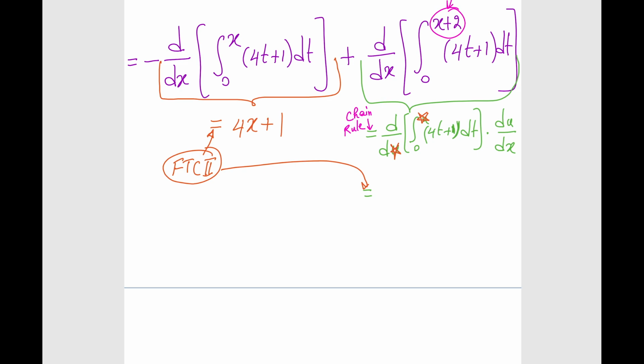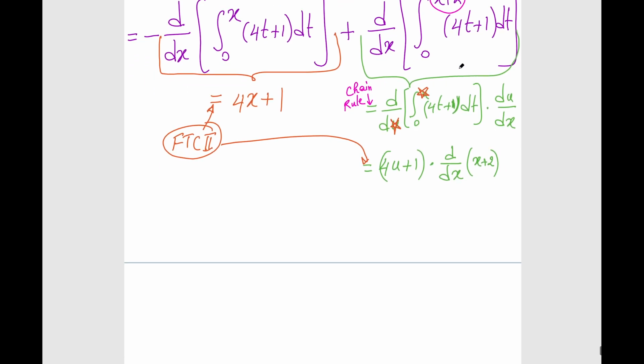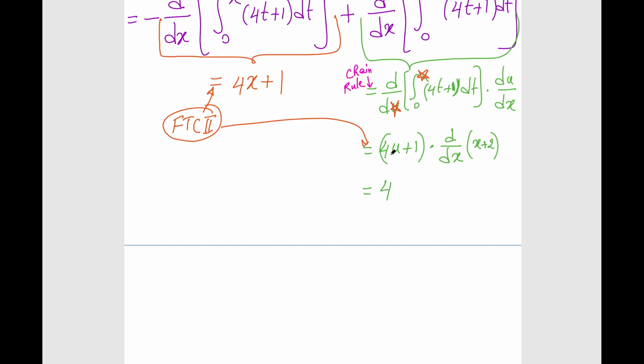And what do I get? I get the evaluation of this integrand at the upper bound, which was u, right? So 4u plus 1 times the derivative of u with respect to x. The derivative of u with respect to x, where u is x plus 2, so I'm differentiating x plus 2 with respect to x. This is 4 times u, but we just said u is x plus 2, plus 1, and this whole thing is multiplied by the derivative of x plus 2 with respect to x, which is 1, right? If you differentiate x plus 2 with respect to x, you get 1. What is this green thing? This is 4x plus 4 times 2, which is 8, plus 1, so this is 9, right? Agree with that? 4x plus 8 plus 1 is plus 9.